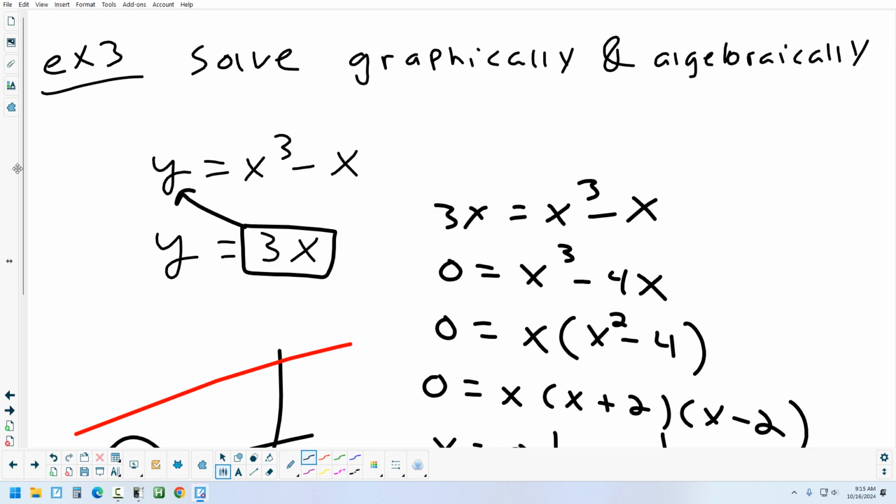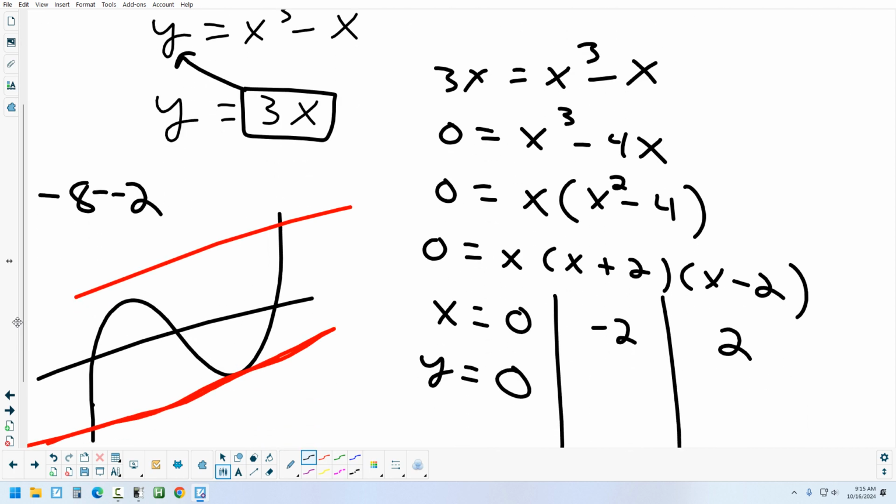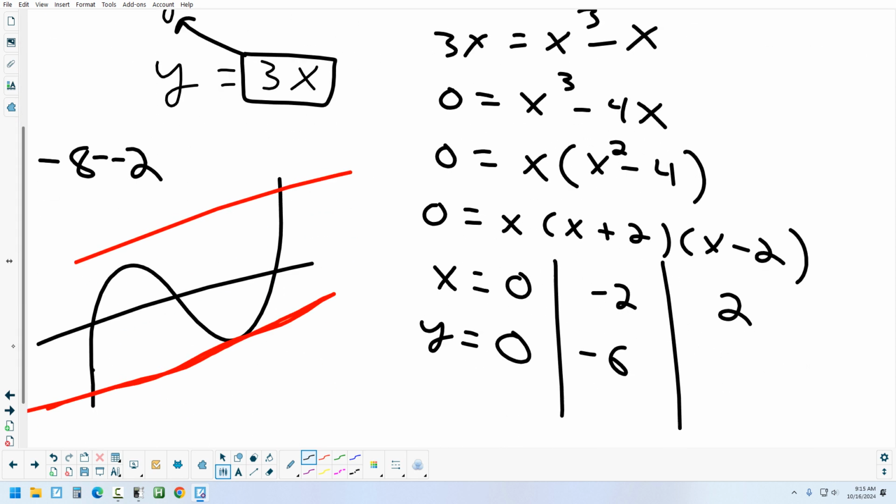What's -2 cubed? -8. And what did I plug in? Minus 2. So -6. And when you plug in 2, 2 cubed is 8. 8 take away 2 is +6. So it's an easy enough problem to solve without graphing because all the answers came out nice and it was factorable.